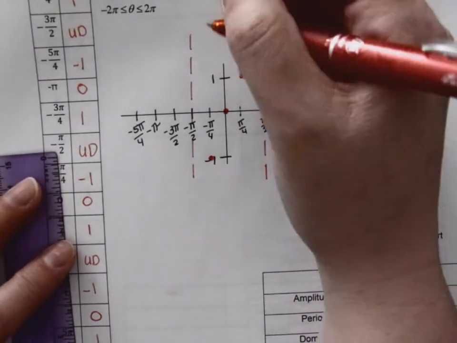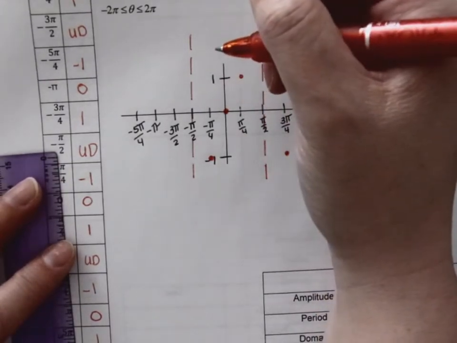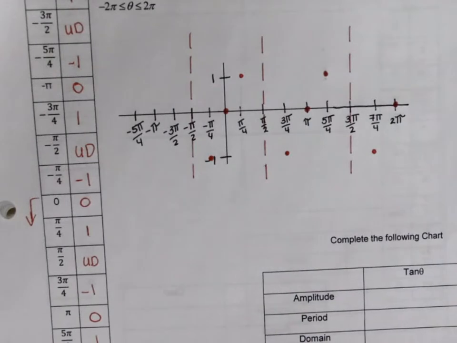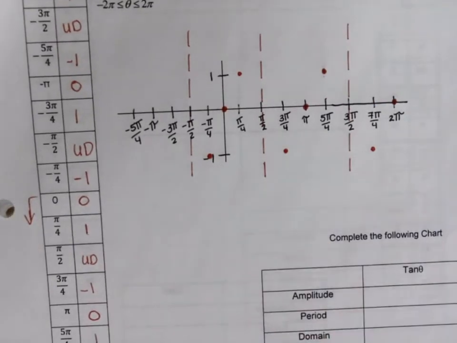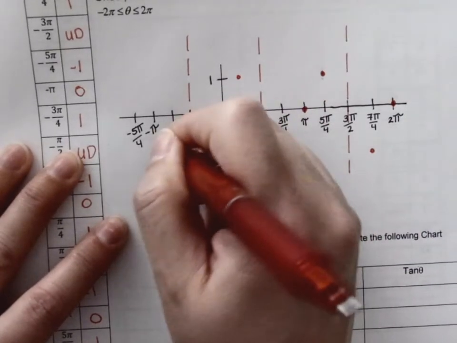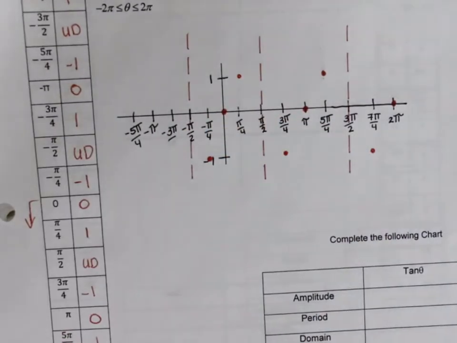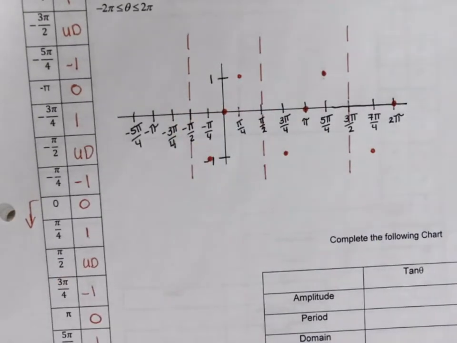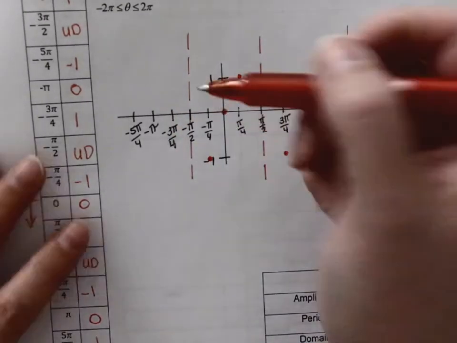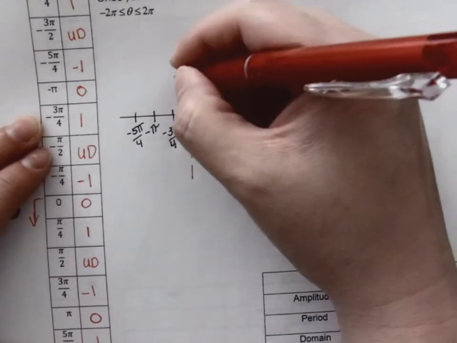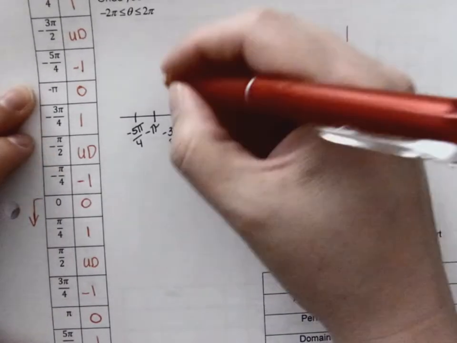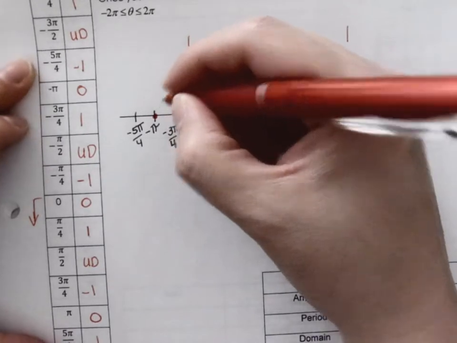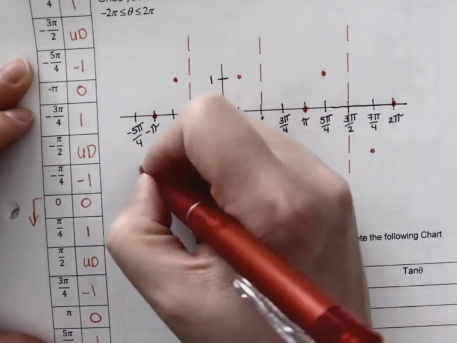Negative 3 pi over 2. How come I missed something here, guys? What did I miss? Oh, this should have been 3 pi over 4, not 3 pi over 2. I was like, something's very wrong with my numbers. There we go. Negative 3 pi over 4, that's going to be a +1. Negative pi is going to be a 0. Negative 5 pi over 4 is going to be a -1.